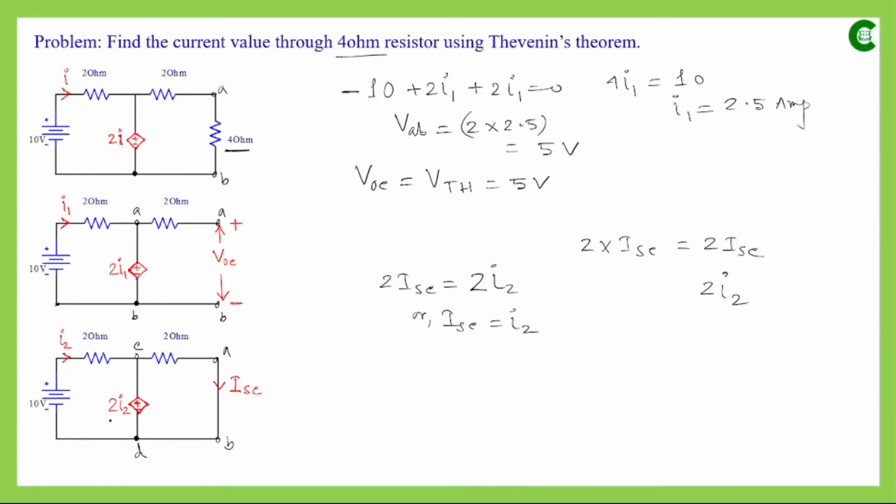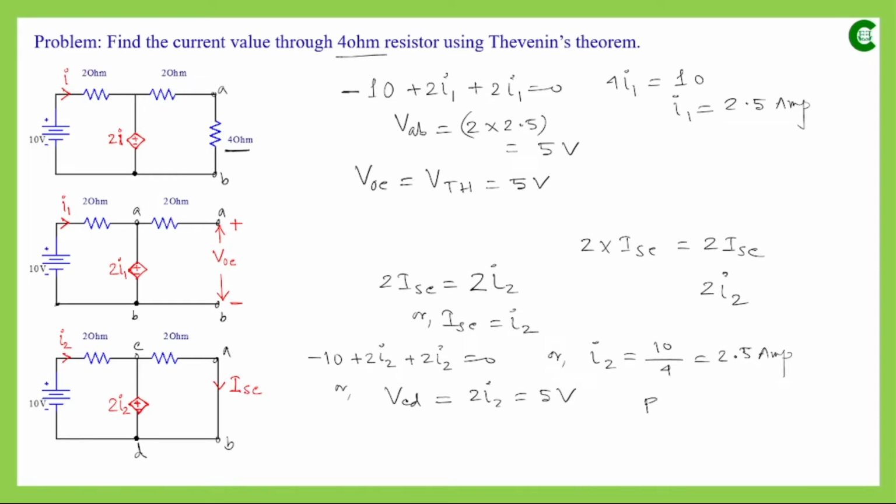Now if we analyze this part of the circuit, we can see that these three components have formed a closed loop. So if we apply KVL here, then we can easily find the value of I2. The equation we get is again minus 10 plus 2I2 plus 2I2, and that will be equal to 0. If we simplify this equation, it will be simply 10 by 4. So this time again 2.5 ampere. That means the voltage value of that dependent voltage source will be 2I2, that means 5 volt.